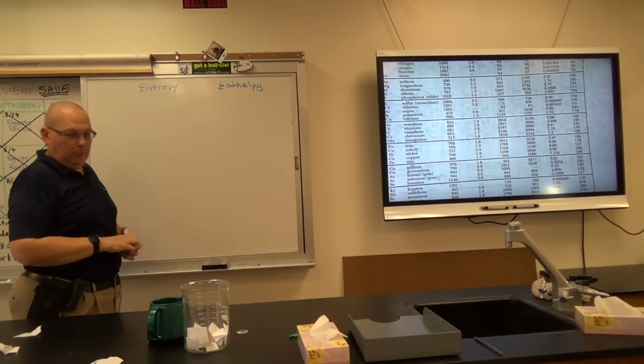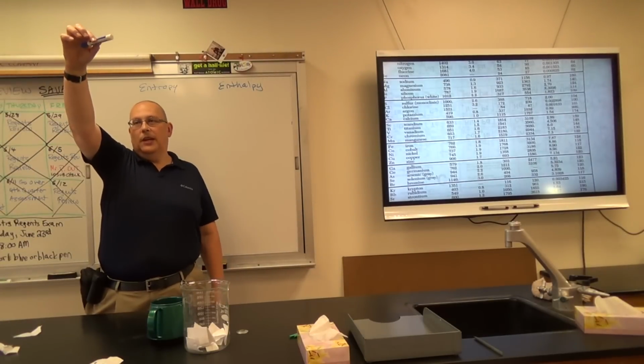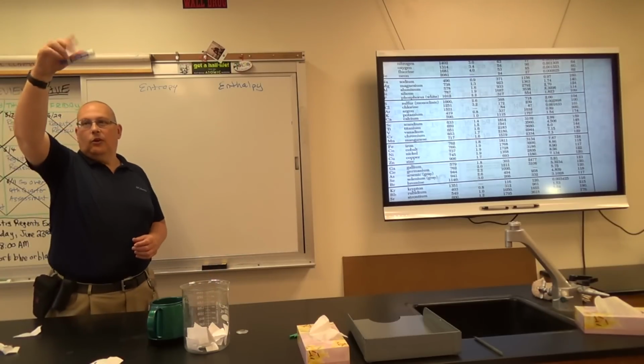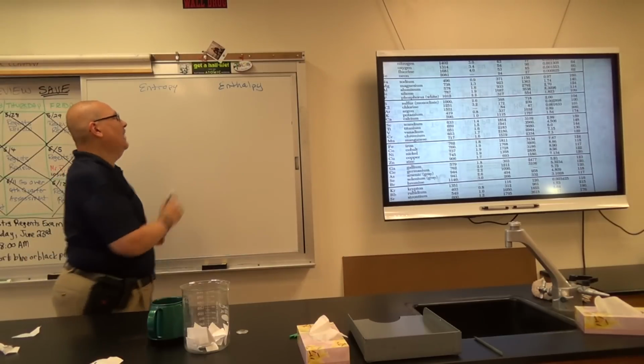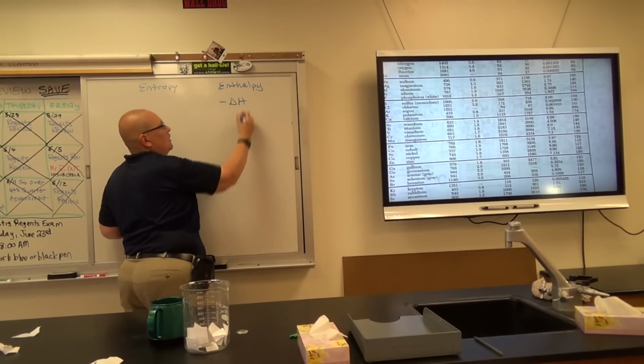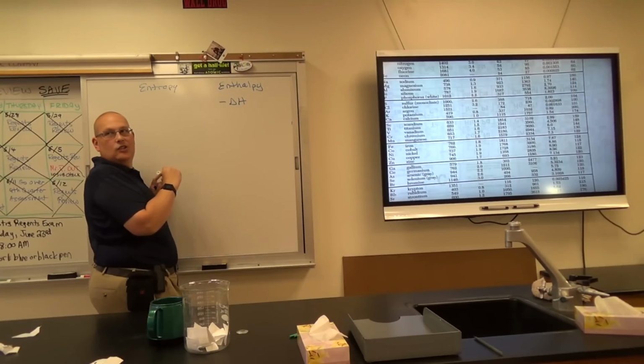Okay, we'll start with enthalpy. When I let go of this, which way does it go? Down. Nature favors a decrease in overall energy. Enthalpy is that energy. So a negative delta H would be an example of a change in enthalpy.